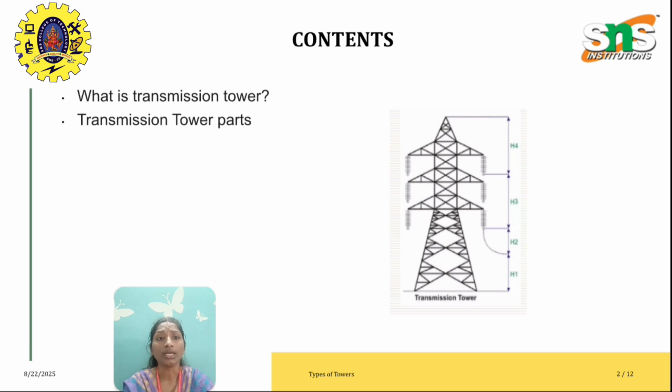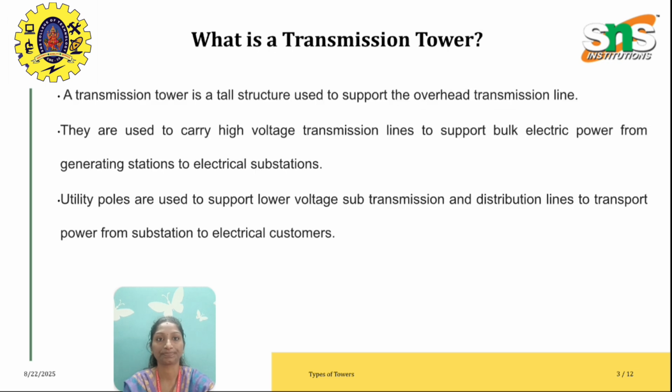Here H1, H2 and H3, H4 are the heights between the ground and the first transmission line and the second. That is what is mentioned as H1, H2, H3 and H4. First of all, what is a transmission tower? A transmission tower is a tall structure used to support the overhead transmission line. This is the main part that supports the transmission line.